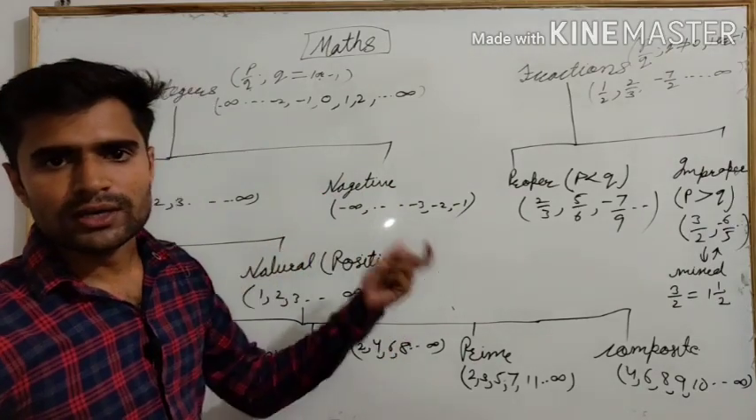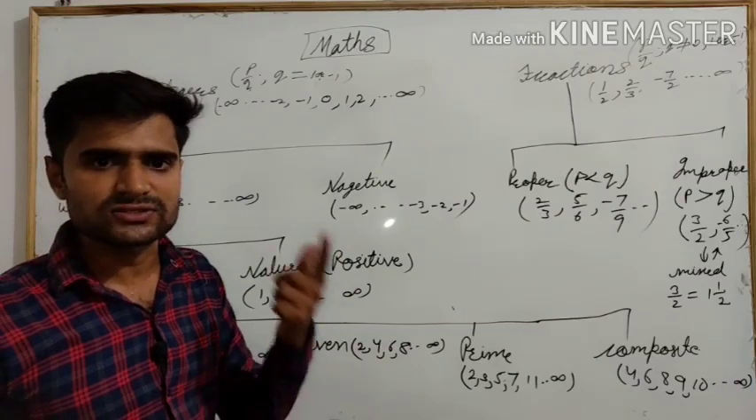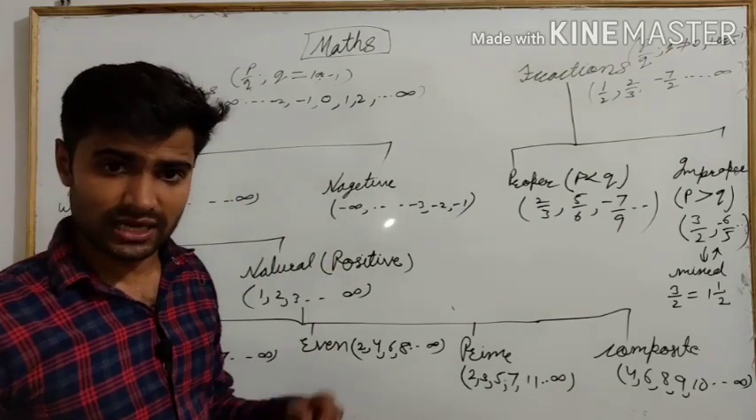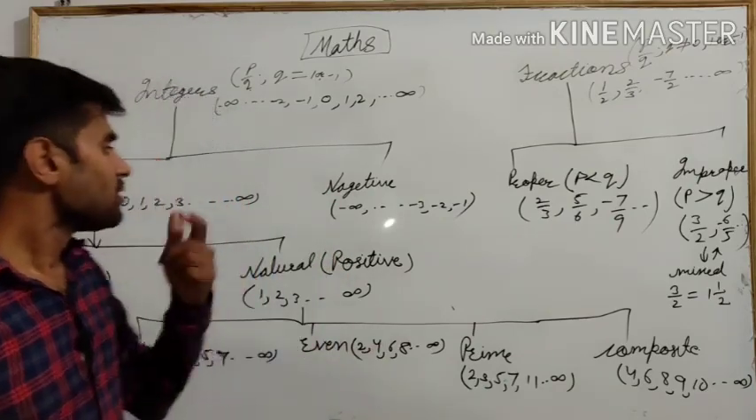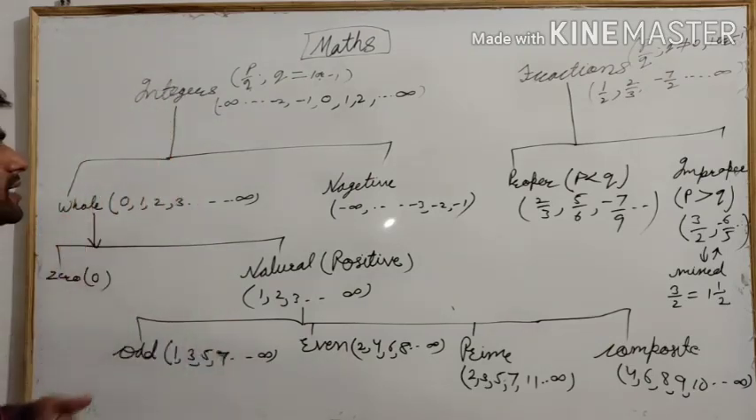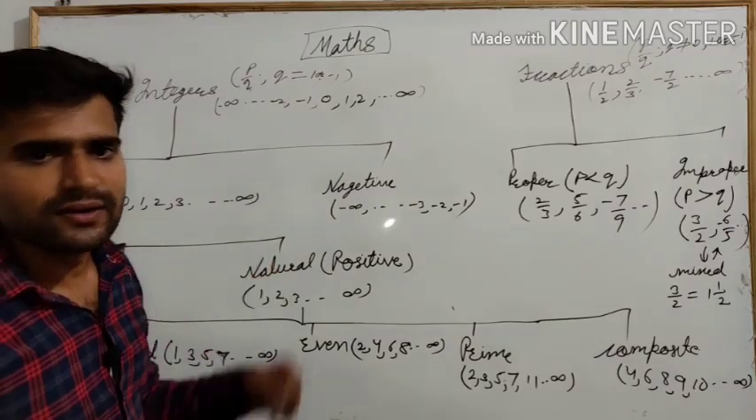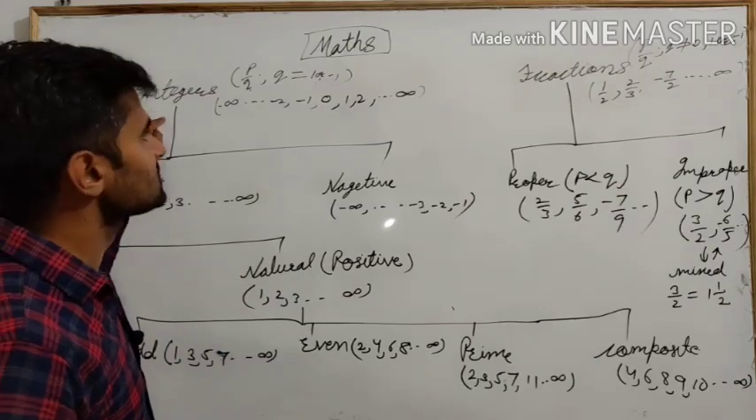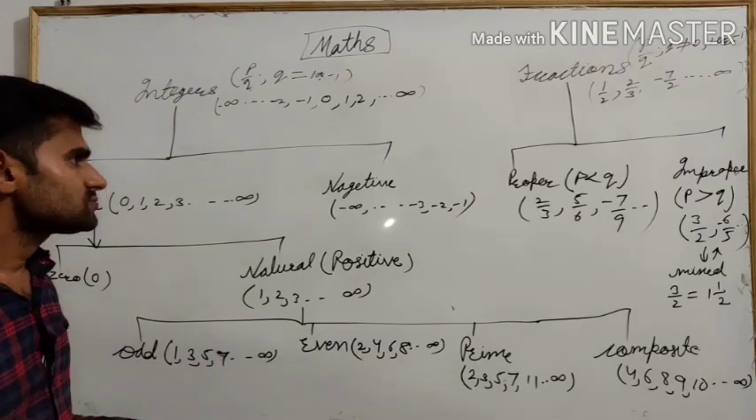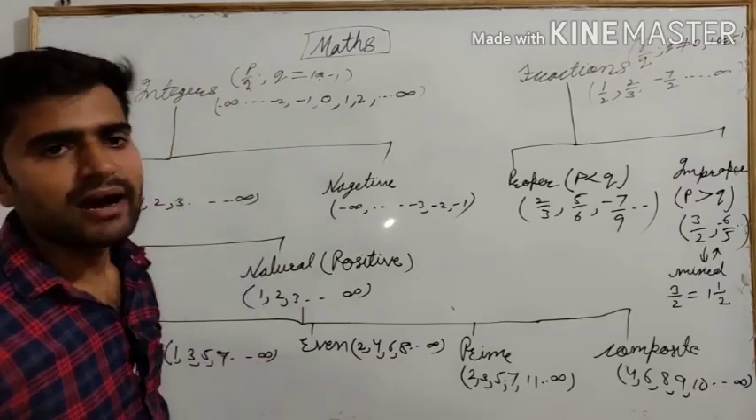Just like under root 2, under root 3. Under root 4 is not irrational because it is a perfect square and its value is 2. And pi is also an irrational number. Now rational numbers are divided into two parts. First, integers, second, fractions. Integers are in p upon q form, where q is only 1 and minus 1.